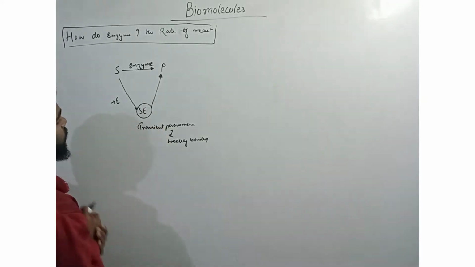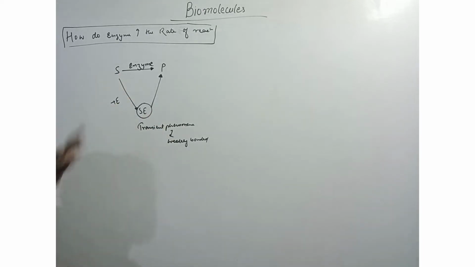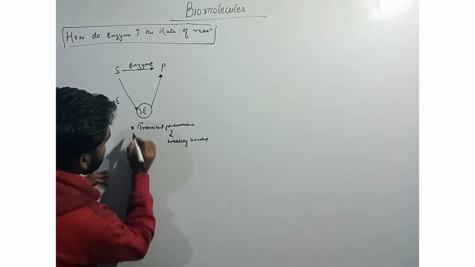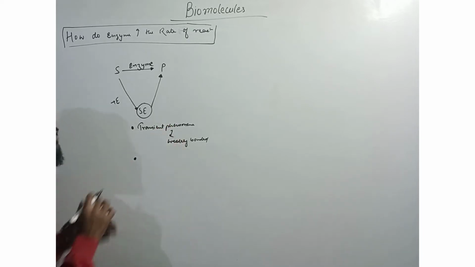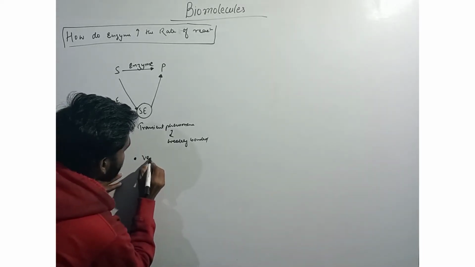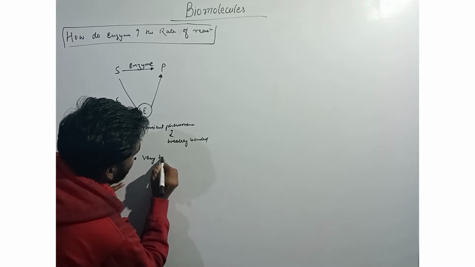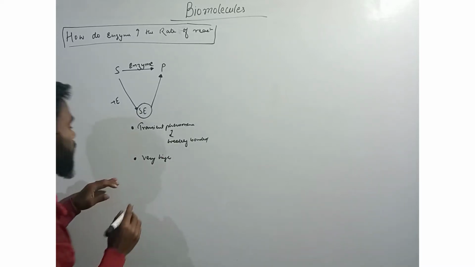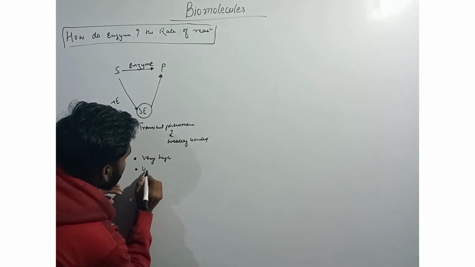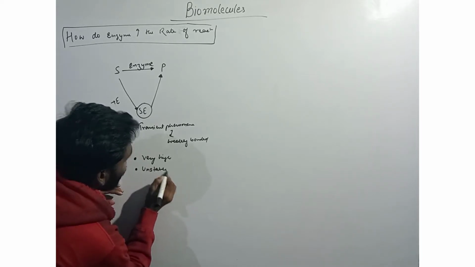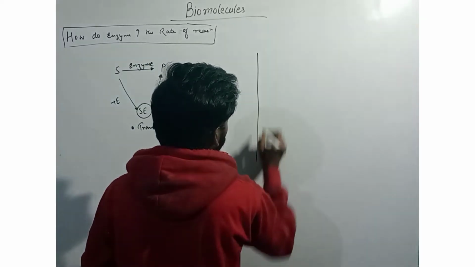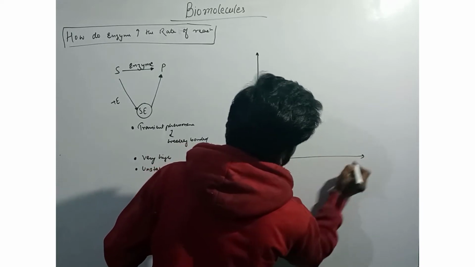Now let's see some features of the substrate enzyme complex. As I stated earlier, this shows a transient phenomenon, that is, weak bonding. Now it has very high energy. Please do remember, it has very high energy, due to which it is less stable, that is, unstable. Let's see this in the graph.